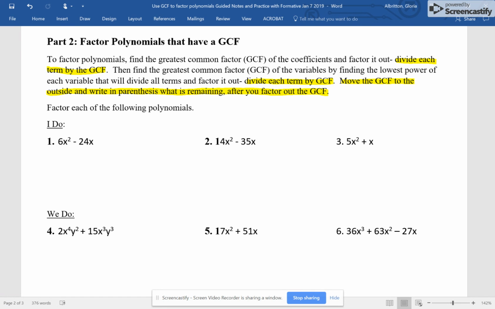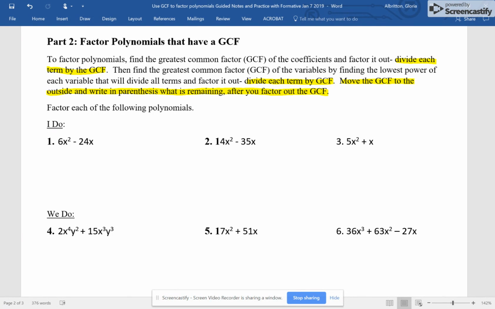In part one, we focused solely on finding the GCF of monomials. In part two, we're going to use those GCFs so that we can factor polynomial expressions. So I'm going to go back through the I do and the we do sections. If you have not already worked on your you do section, make sure you get that done.